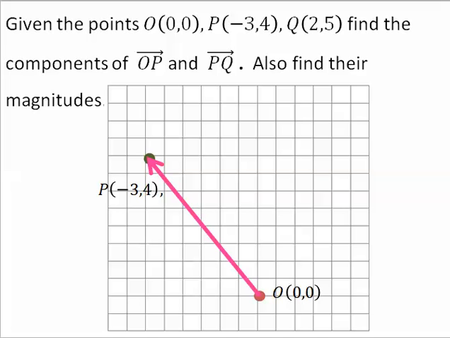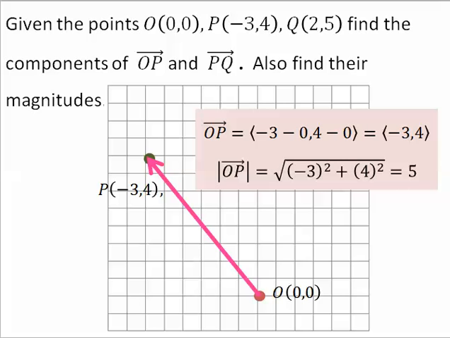Let's start with OP. What is the horizontal and vertical component? The horizontal component starting at O and ending at P is -3 minus 0, or -3. The vertical component is 4 minus 0, or just 4. The magnitude is 5.